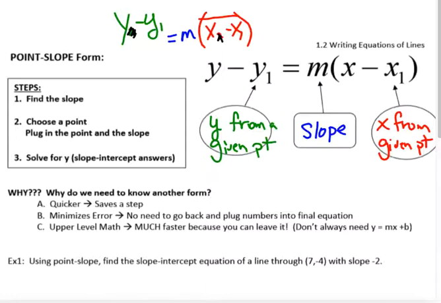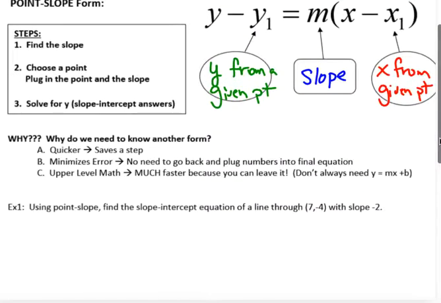So let's look at this example of how to do that, and then we'll talk about reasons why we might want to do this. So down here, using this point-slope, find the slope-intercept equation of the line through 7, -4, and with a slope of -2. So I have my point and I have my slope, so I can go right to this form. So y minus my y value. So -4 is what I'm going to plug in, so that makes this a +4, equals my slope of -2. And in parentheses, I'll have x minus my x value of my point, which is 7.